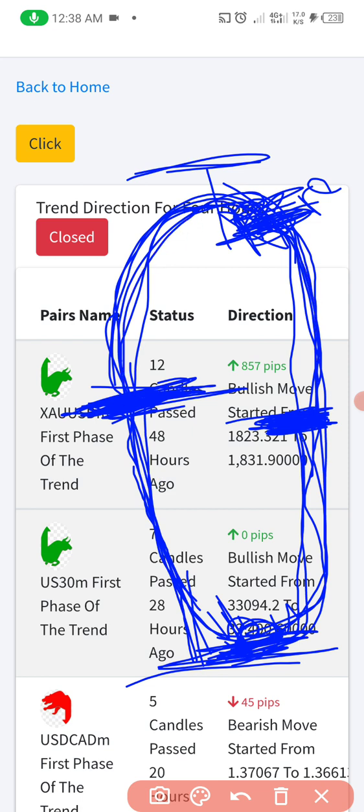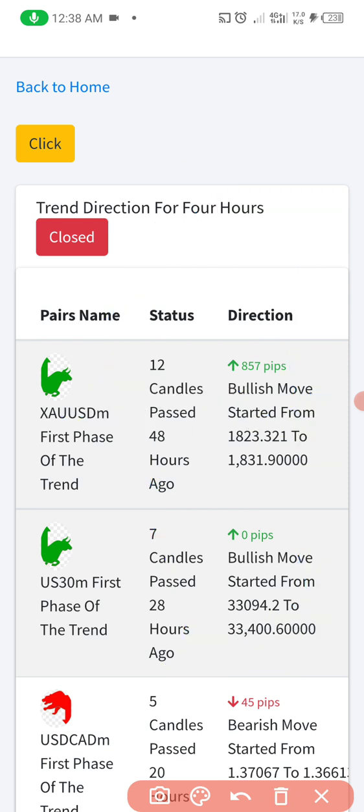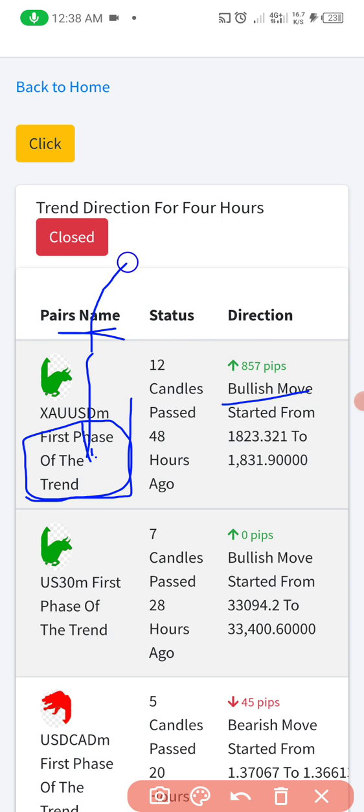So this trend direction helps us to identify those circles in it. As you can see, gold is in its first phase of the bullish move. So this gold will now move from this first phase to the last phase of this bullish move. From this last phase, it will enter the first phase of a bearish move. You will see this change to red. You will now see a first phase.